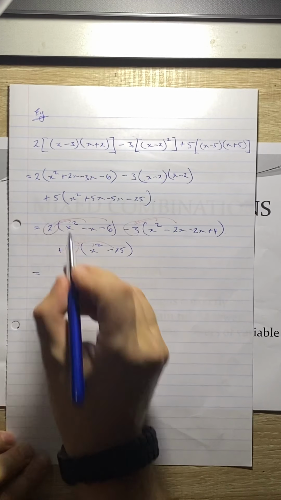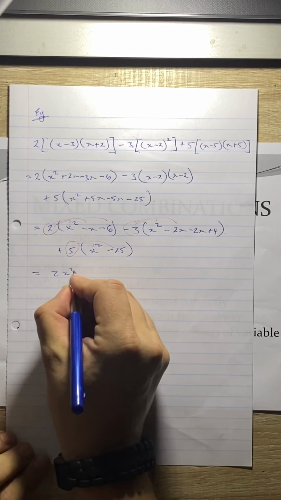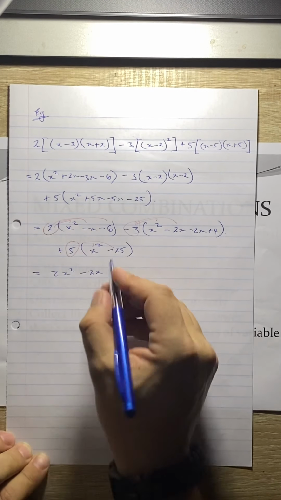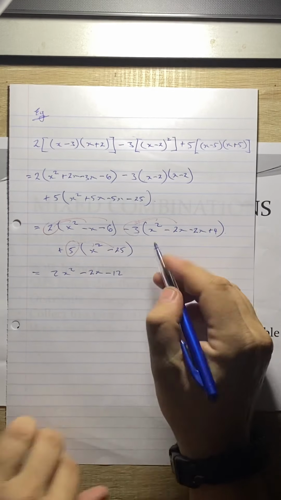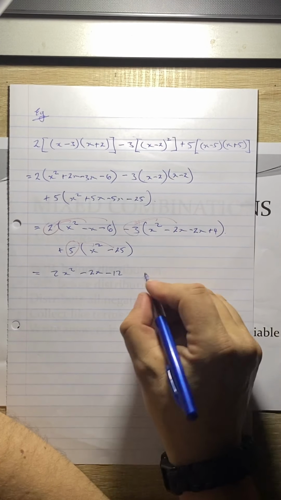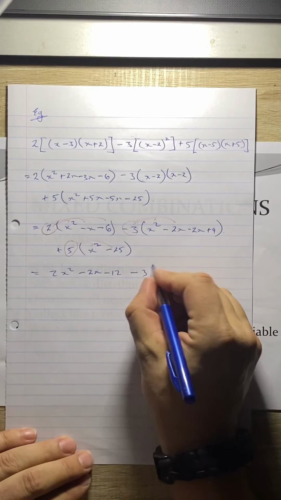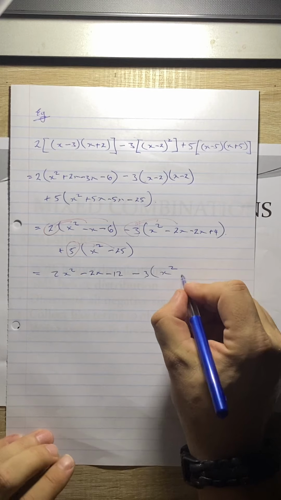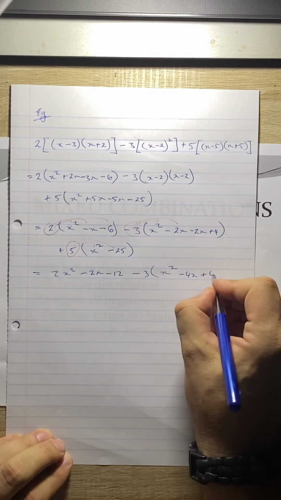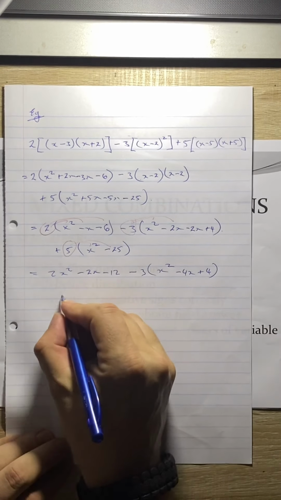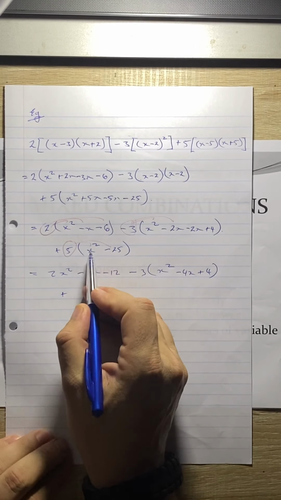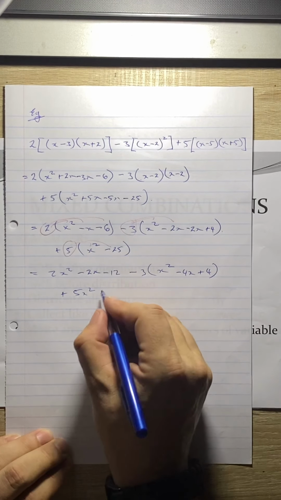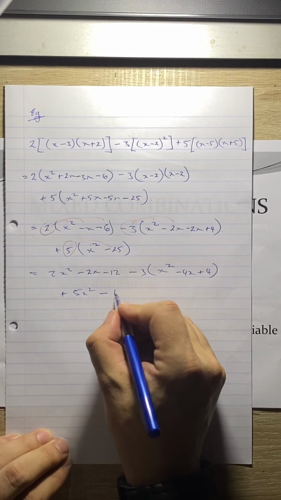So here we get 2 times x squared gives us 2x squared. 2 times minus x gives us minus 2x. And then 2 times minus 6 gives us minus 12. Now, before I distribute this, I just want to simplify inside the bracket here. So x squared minus 2x minus 2x gives us minus 4x plus 4. This one I can distribute. So the first one will give us plus 5x squared. Then we've got 5 times minus 25 will give us minus 125.